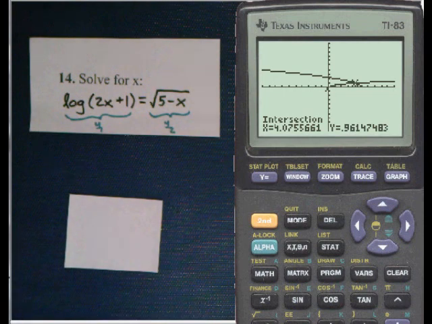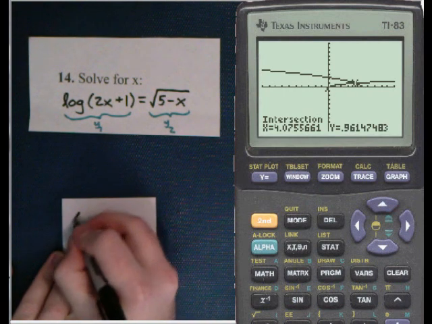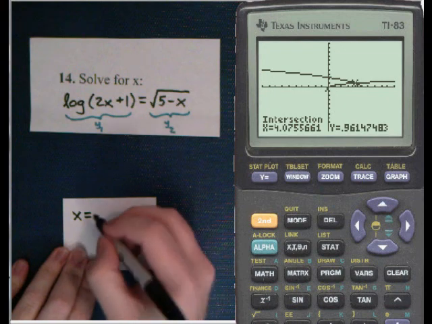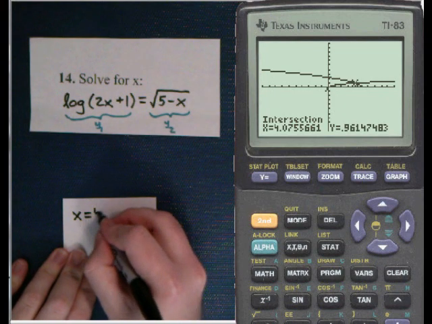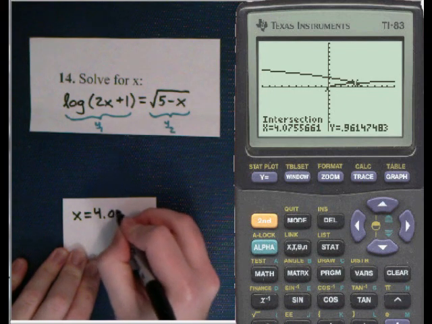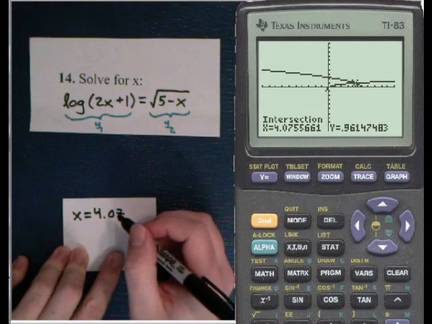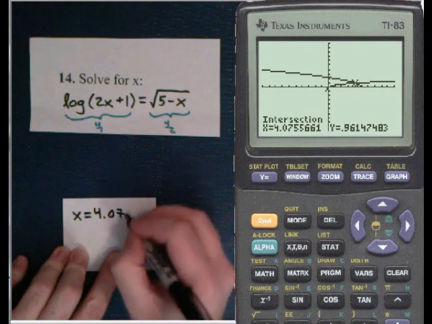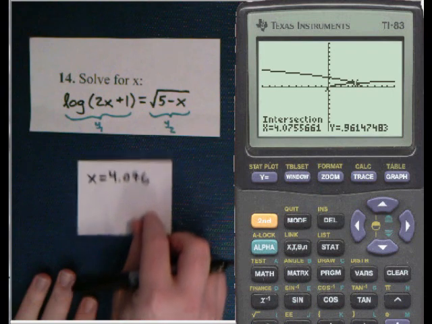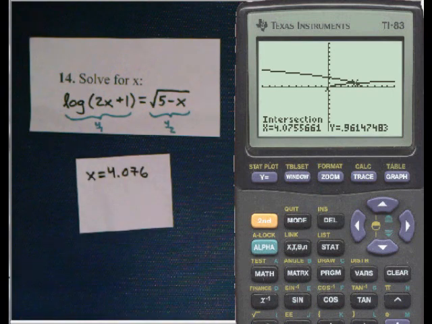All I've got to do is write down the x-coordinate. So in this case, my answer would be x equals 4.076. It says to 3 decimal places, I think, on the front of the Standard Quiz. So there we go, there is my answer, 4.076.